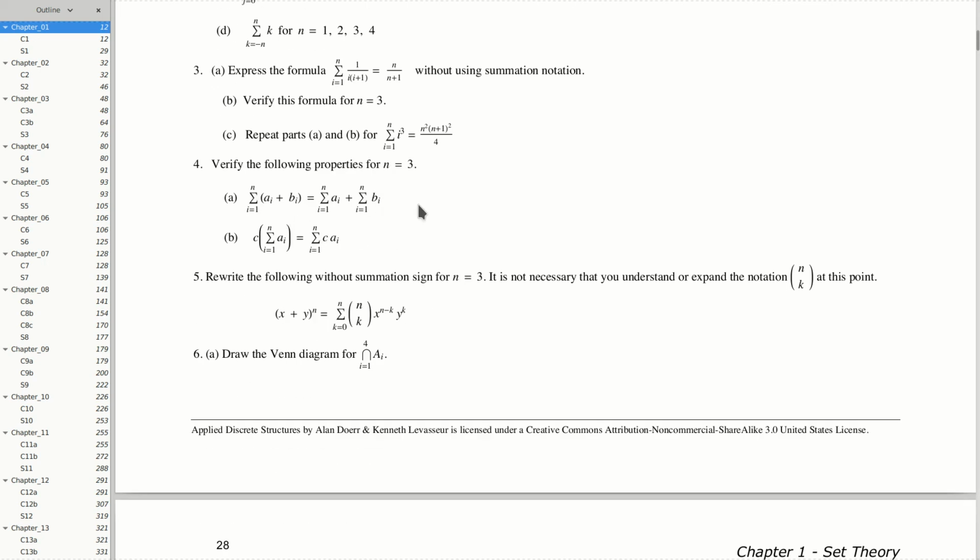Question 4, verify the following properties. This is another one that I want you to think about and ask questions on. It's pretty obvious what 4a is saying, right? We can take that summation and break it into two summations. We've learned that when we first learned about summations. Or if each term is multiplied by c, we can just pull that c outside the summation. But think about how you would actually prove that, and then show for n equals 3 that these things are true.